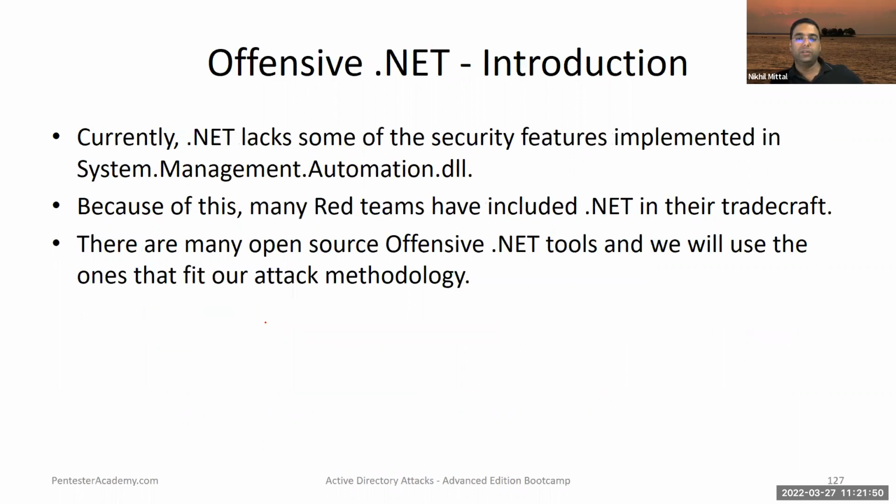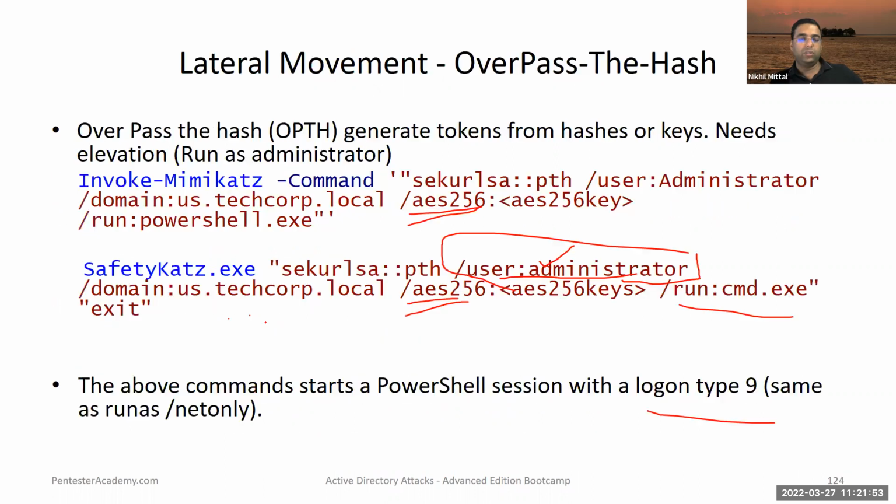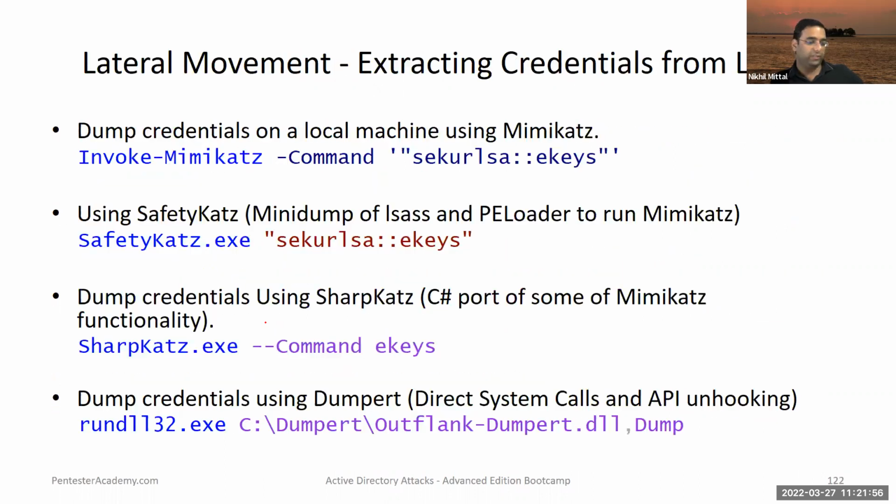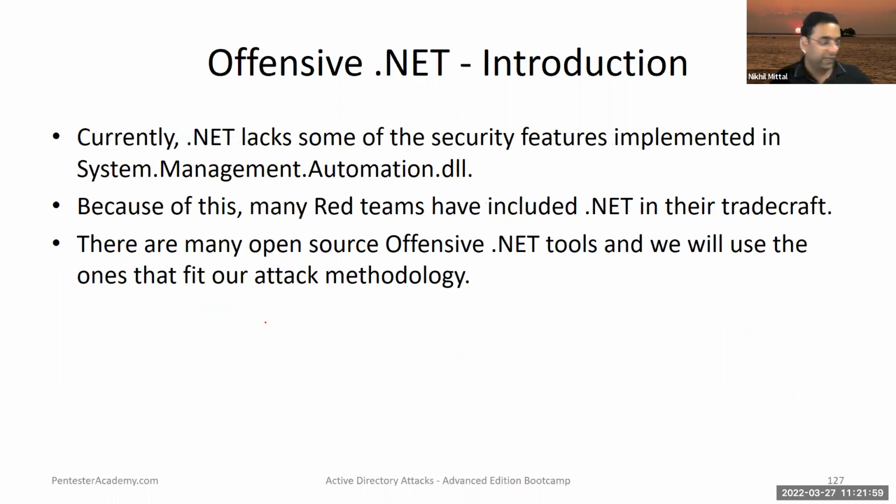All right. Now we took a look at some of the .NET tools here, for example, Rubeus, SafetyKatz, etc. So let's take a look at offensive .NET for a bit. Currently, .NET lacks some of the security features that are implemented in PowerShell, that is System.Management.Automation. Because of this, .NET has found a newfound love. A lot of red teams and penetration testers used to have .NET tools prior to PowerShell. They continued to have those tools, and they made a comeback a couple of years back.